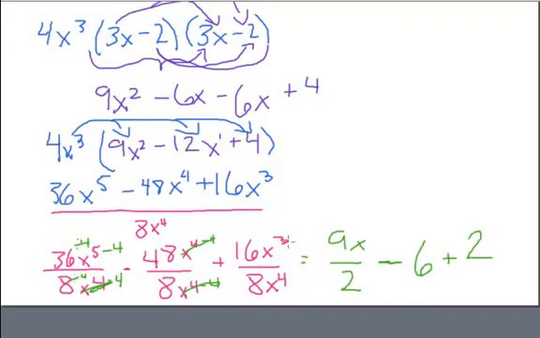Now let's look at our exponents. There is a 3 here and a 4 here. So I'm going to subtract 3 on the top and subtract 3 in the bottom. That crosses out the x's on the top. In the bottom, I'll have x to the 4 minus 3. So that's going to actually be x to the 1, or just x. So here is my answer. I have 9x over 2 minus 6 plus 2 over x.